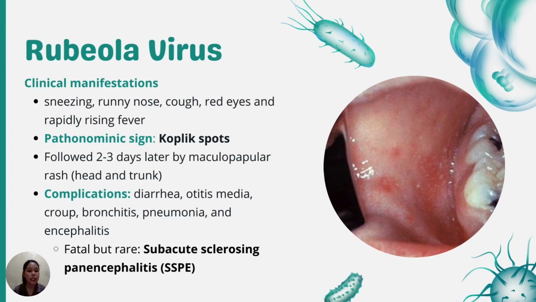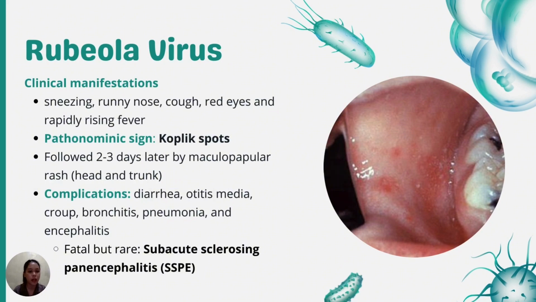So what are the clinical manifestations when you are infected with this virus? So we have here the sneezing, runny nose, cough, red eyes, and rapidly rising fever. At yung pathognomonic sign nito ay yung Koplik spots. So dito po sa picture makikita natin yung Koplik spots, which is bright red spot na merong white or bluish white na center na nag-a-appear po as sandy appearance. After po niyan magkakaroon followed by 2 to 3 days na maculopapular rashes na meron po sa head and trunk.